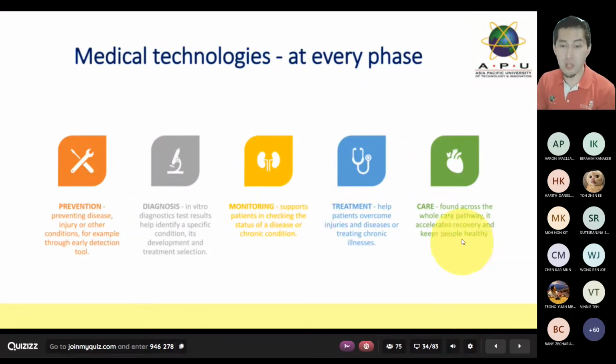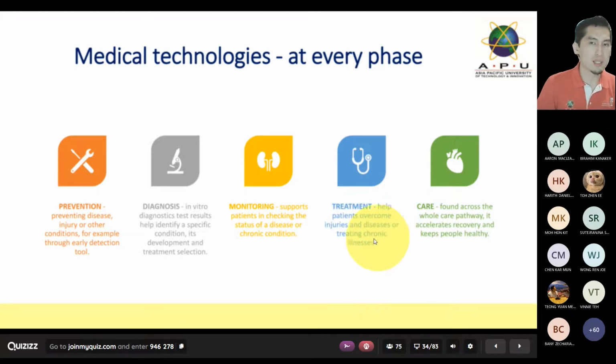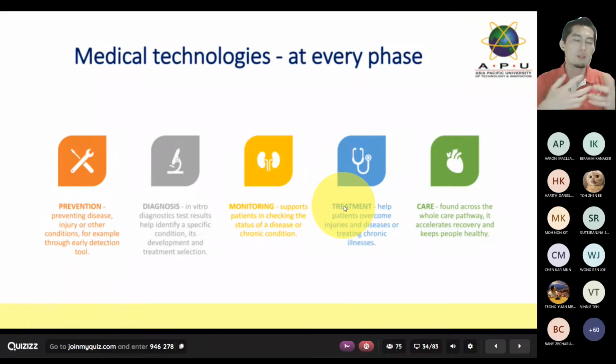Yeah? Treatments. Help patients overcome injuries and diseases or even treating chronic illnesses. So aspects of treatment, to be honest, I would say there is the most work being done here. Under medical technologies, when it comes to treatment, the most amount of work goes into treatment. Yeah, of course, there's a lot of investments going into these other areas as well, but treatment is definitely one of the highest, because that is as and when you are experiencing the issues now and you will want to solve them through treatment.